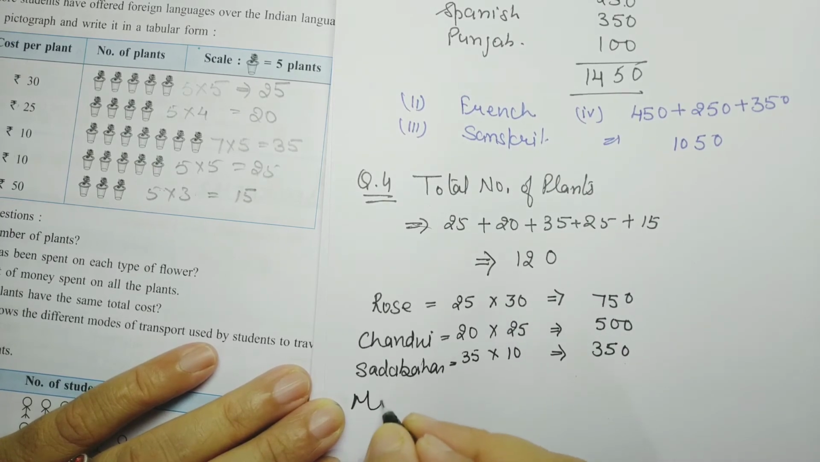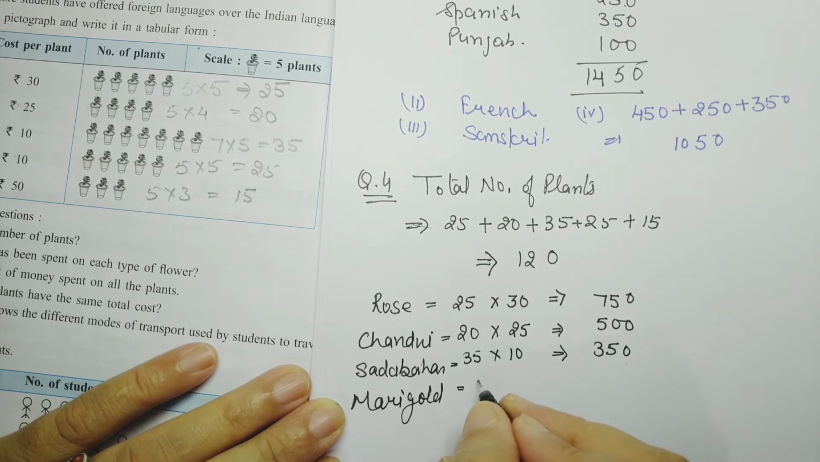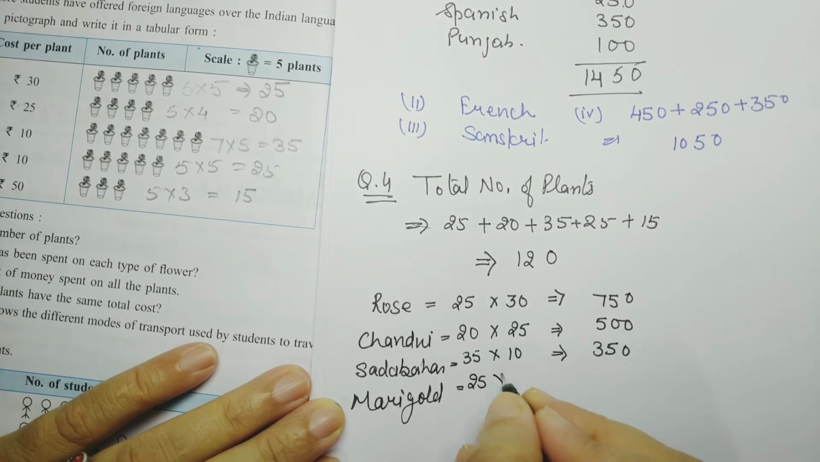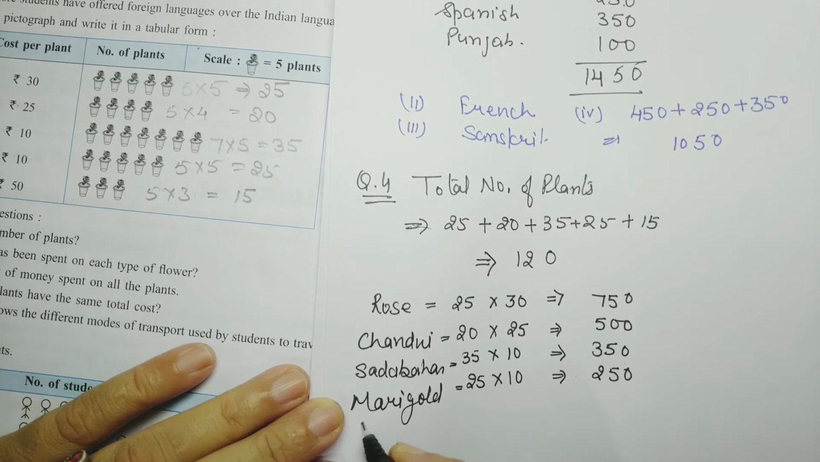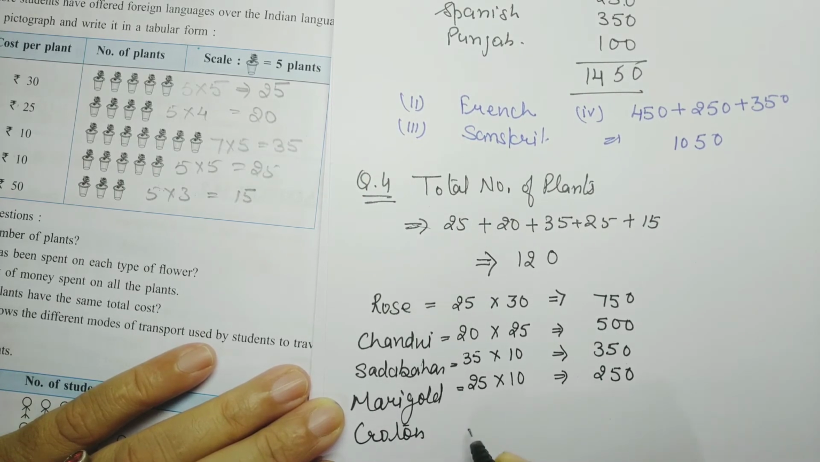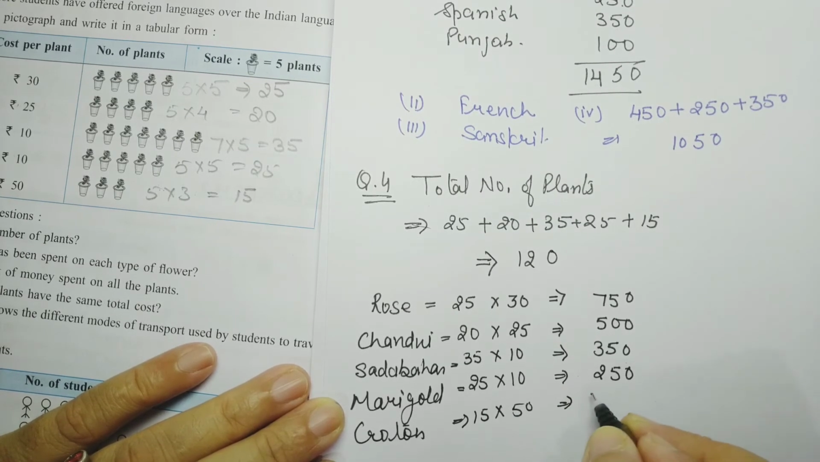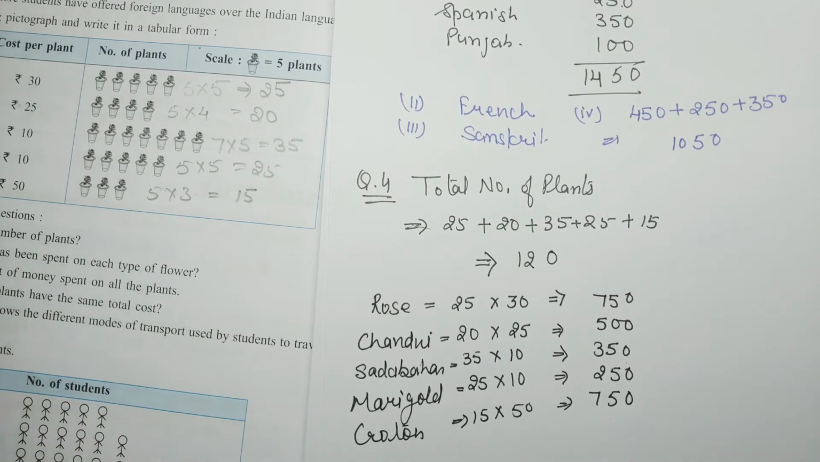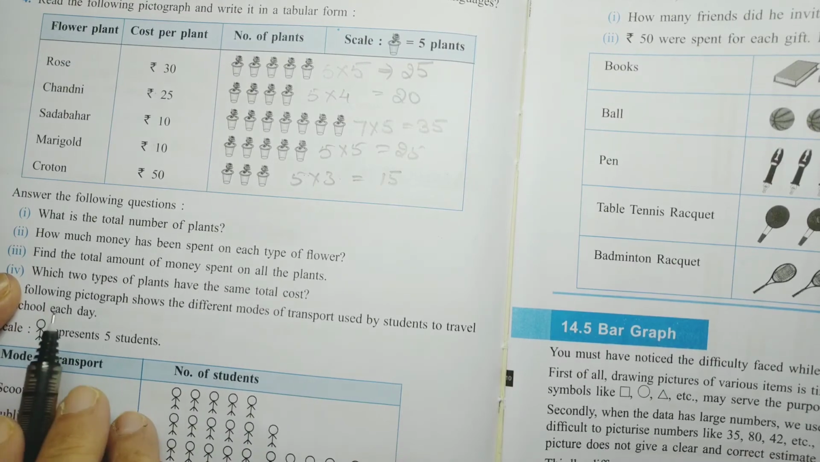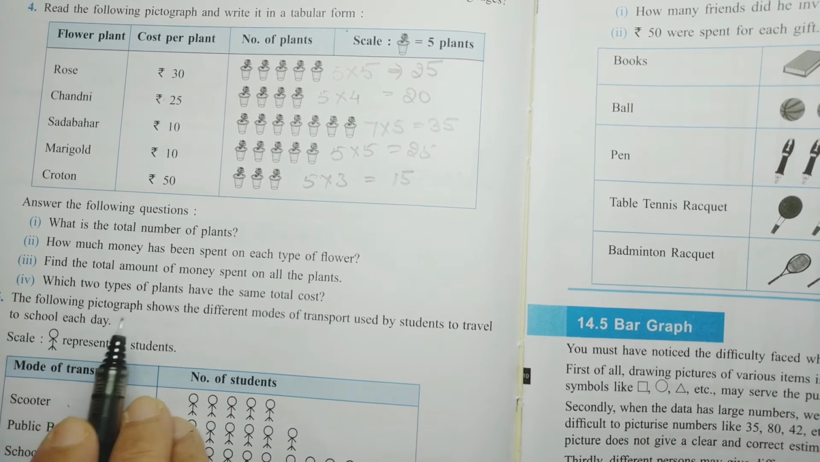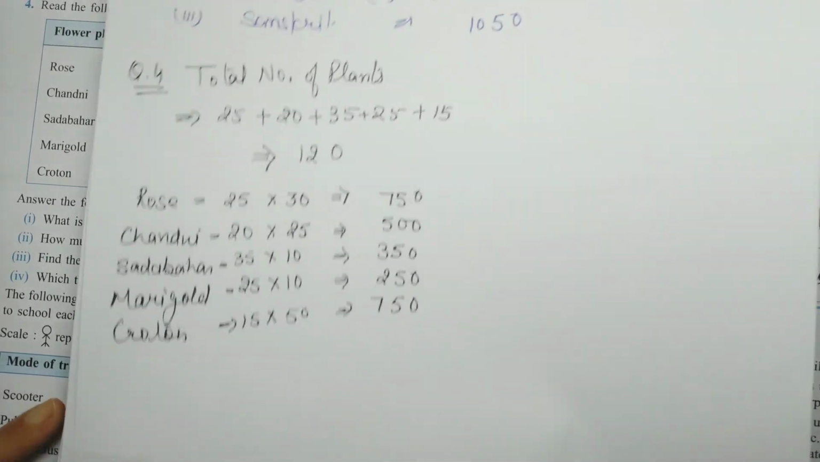Then after that marigold, the number of plants are 25. Each plant cost is rupees 10. That means total cost 250 rupees. The next plant is keratin. Number of plants 15, cost is rupees 50. So rupees 750. Now students, we have found out the cost of each plant separately. The next question, find the total amount of money spent on all plants. So that means we have to find the total of all these.